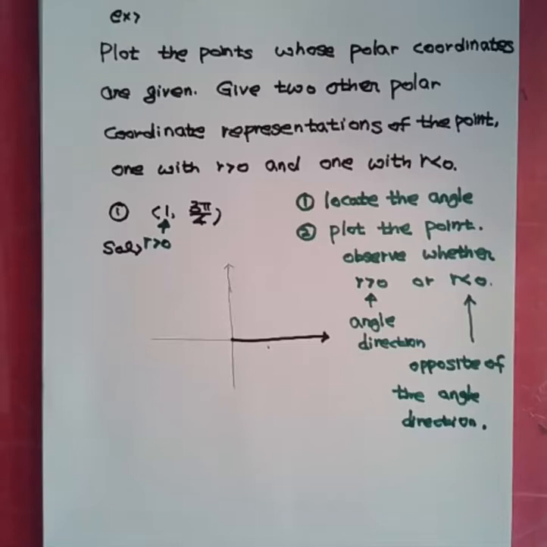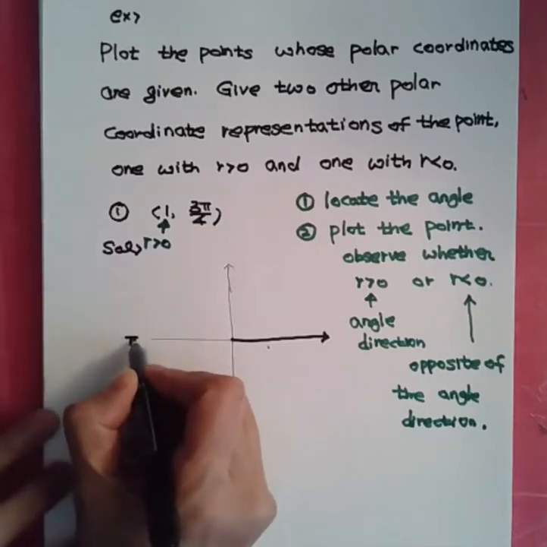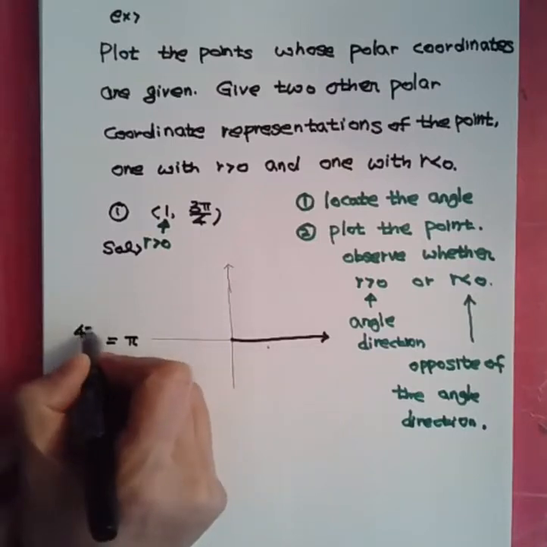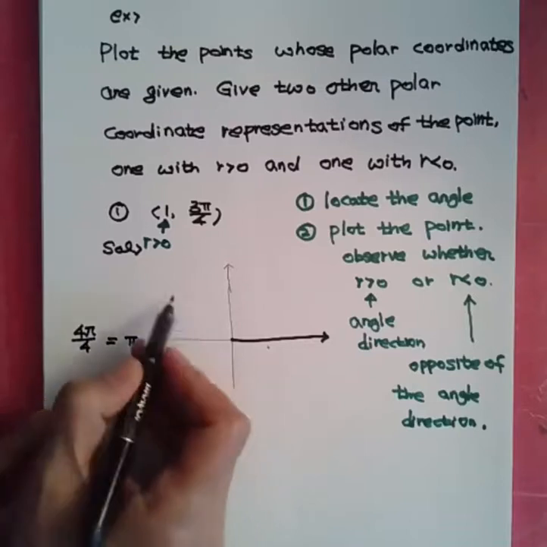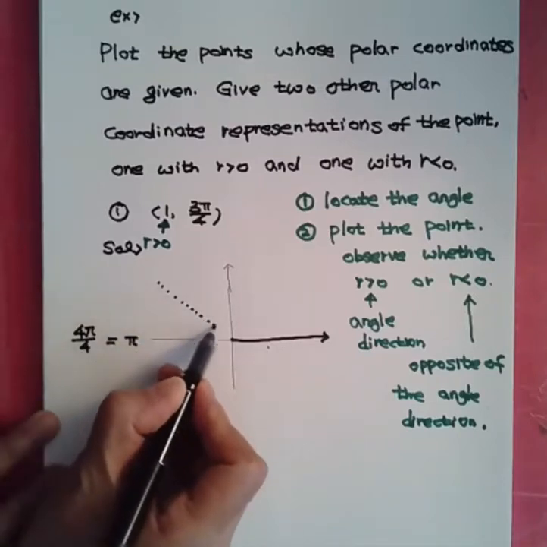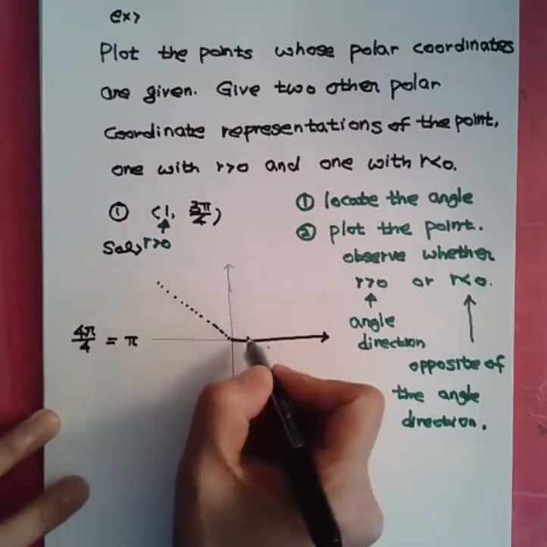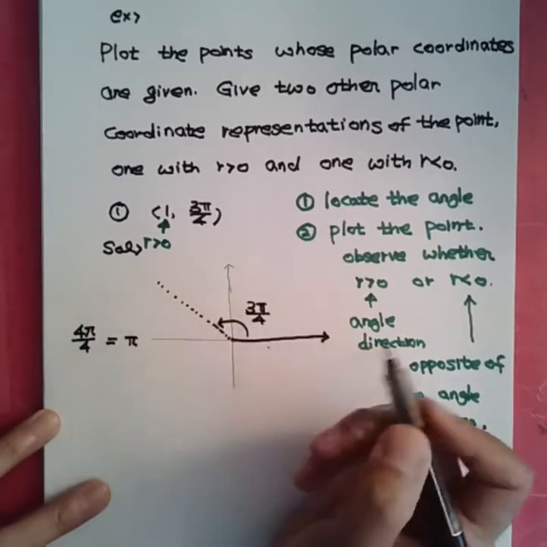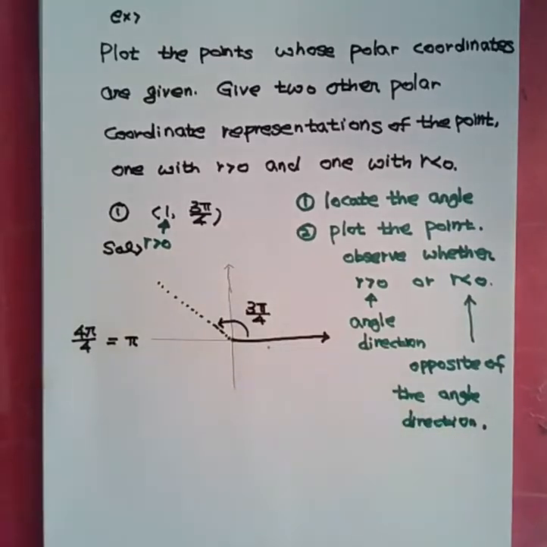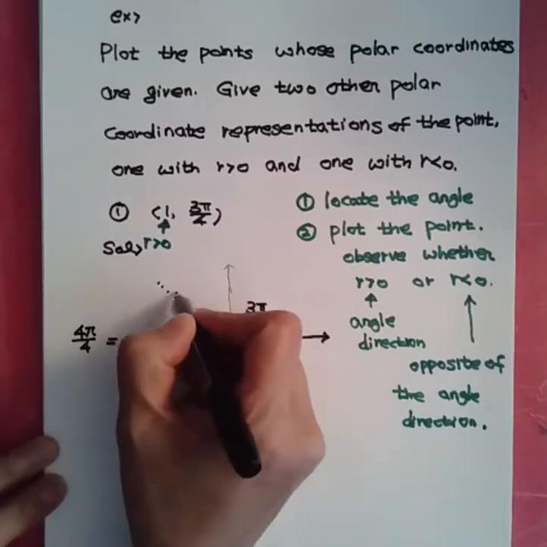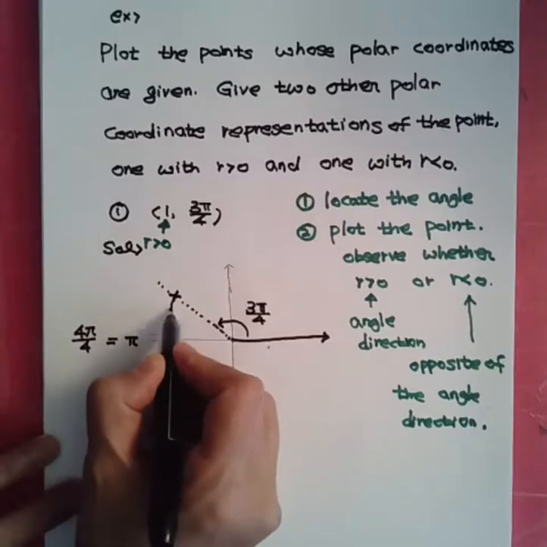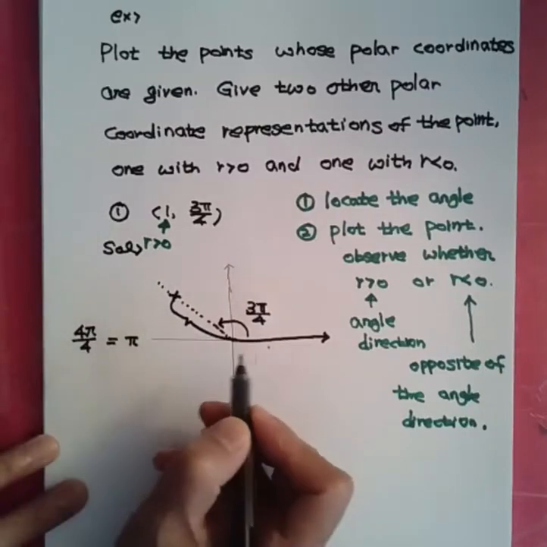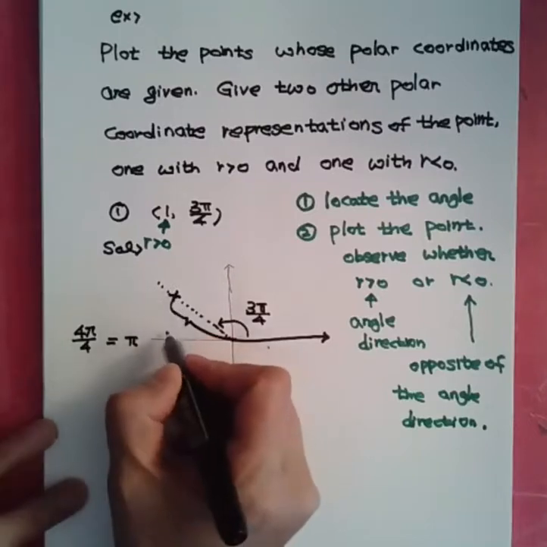Let's locate the angle first. This is pi. Pi can be written as 4 pi over 4. So angle is located in the second quadrant. This is angle 3 pi over 4. We have r equals 1, which is positive. So the desired point will be located on the angle direction. The distance between the origin and that point will be 1.